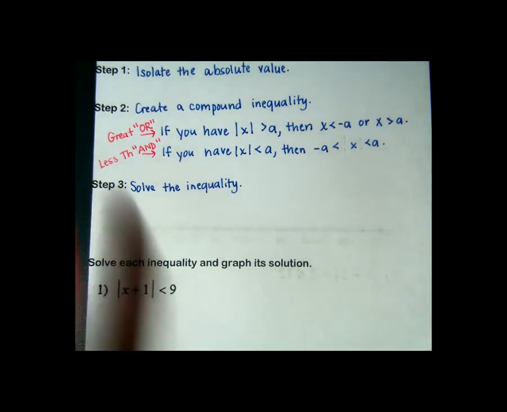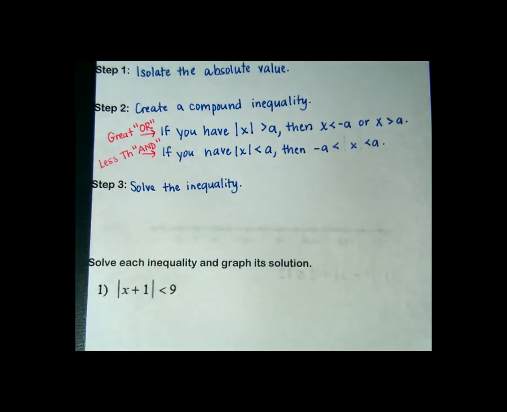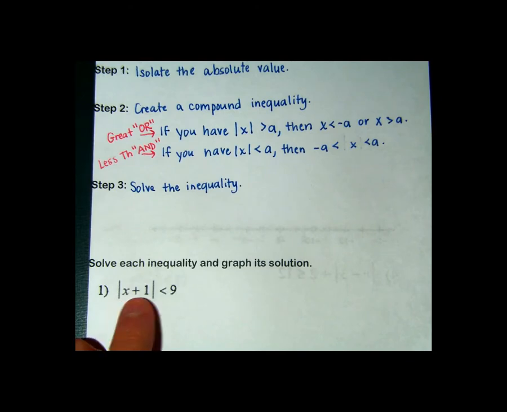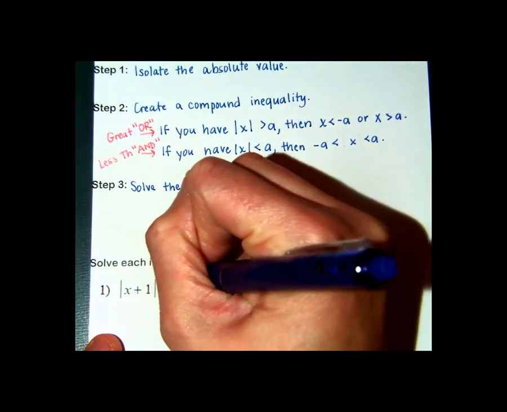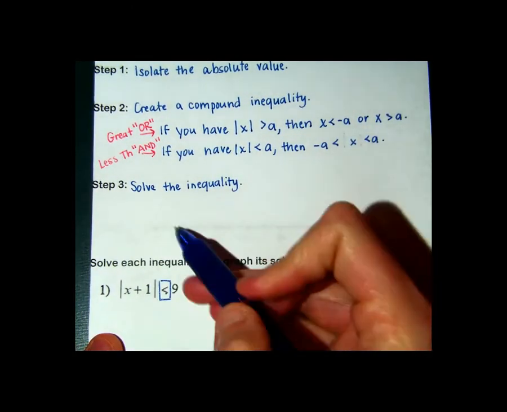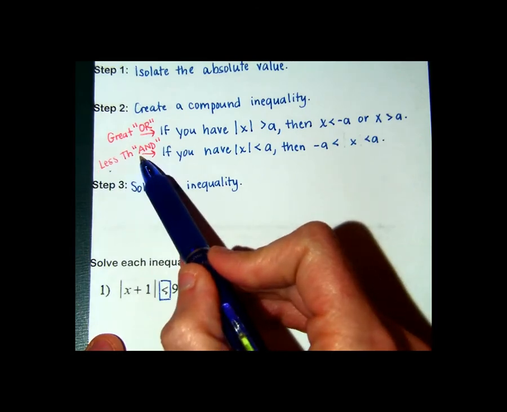Make this still visible while we're setting it up. Step 1, isolate the absolute value. Notice this absolute value of x plus 1 is already by itself. So step 1 is already done for us. We don't have to worry about that. Step 2 is create a compound inequality. I am looking very specifically at my symbol. That is a less than symbol. So I'm going to use less than.